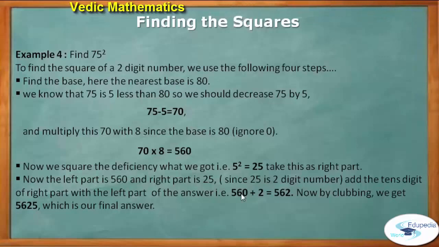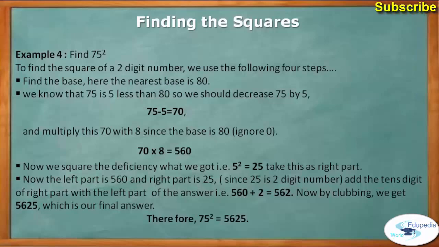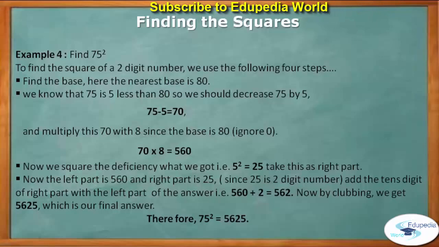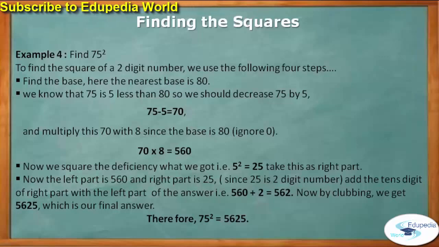Now by clubbing 562 and the leftover digit, that is 5, I am going to get the final answer, that is 5625. And therefore we can say that 75 square is equal to 5625. So guys, I hope that you have understood pretty well how to use this Nikhilam Sutra in finding the squares. And this is the very easiest way to find the squares of a given number by using this very easy and simple Nikhilam Sutra. So guys, in the next session we are going to have some more examples regarding the same Nikhilam Sutra in finding the squares.